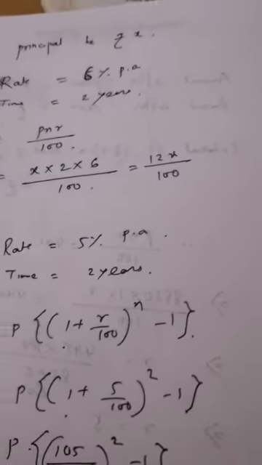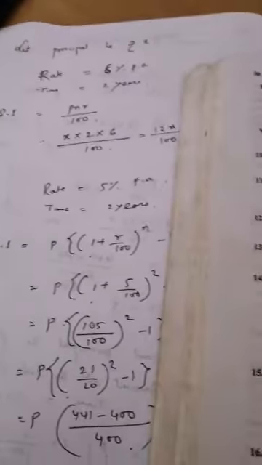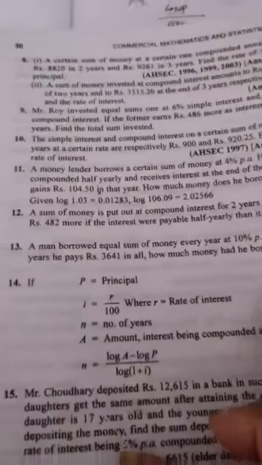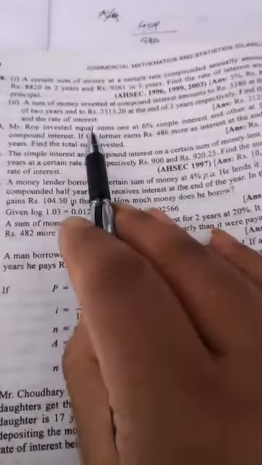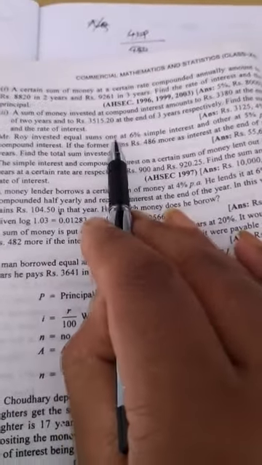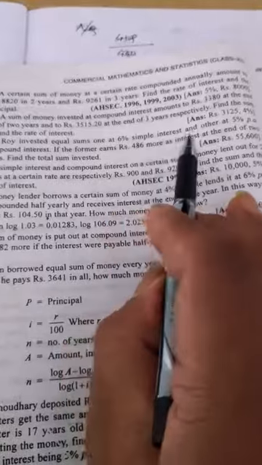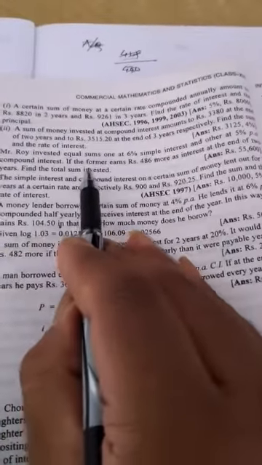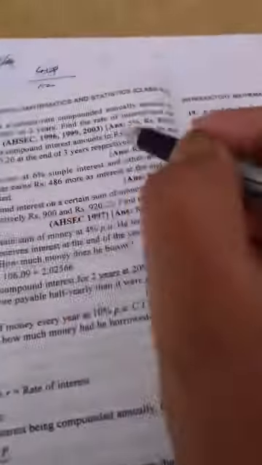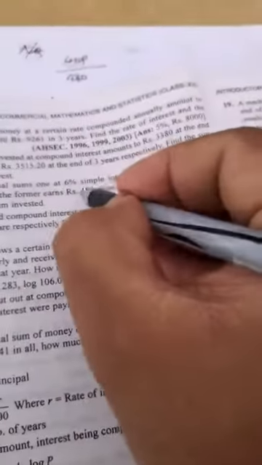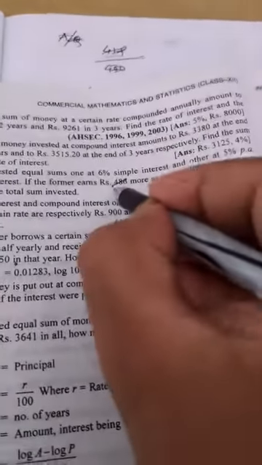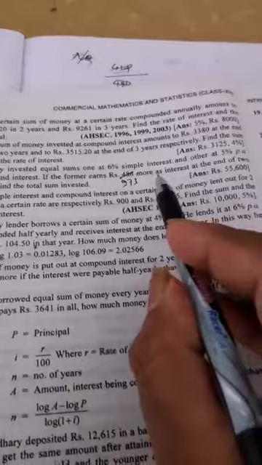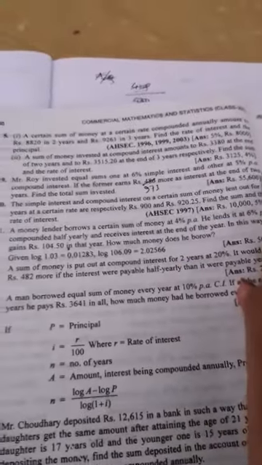Question number 9. Now what is question 9? Mr. Roy invested an equal sum, one at 6% simple interest and the other at 5% compound interest. If the former earns rupees, this question is wrong here. It will be 973. If the former earns 973 more as interest at the end of 2 years, find the total sum invested.